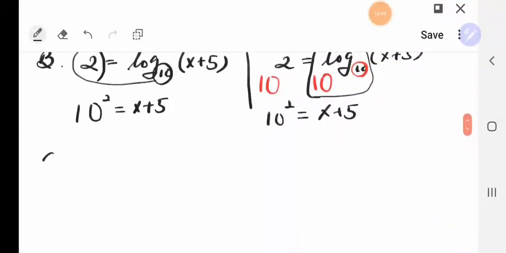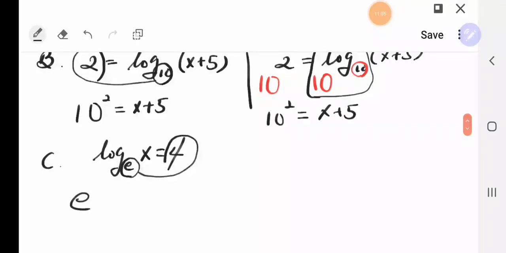Let's try another one. Logarithm base e of x is equal to 4. Do the same thing. The base is e, so take the base e, then the power is the other side, 4, and then the result is inside the logarithm.